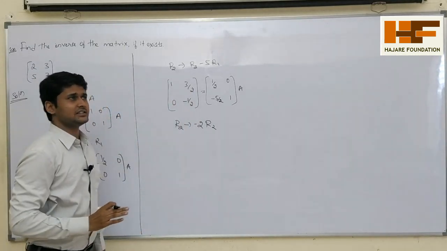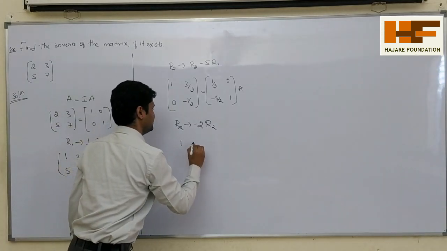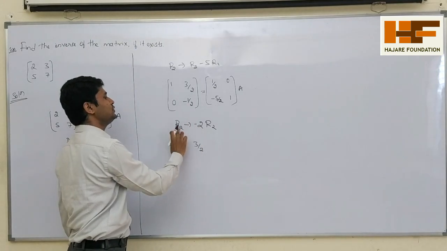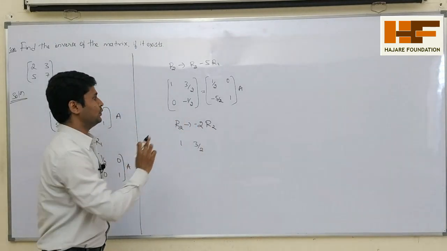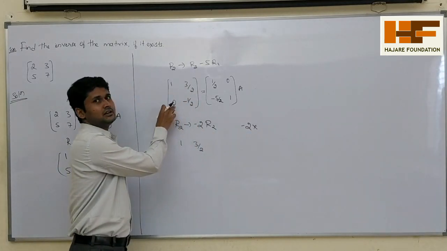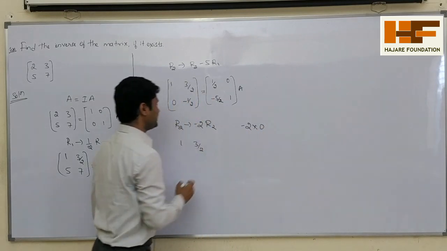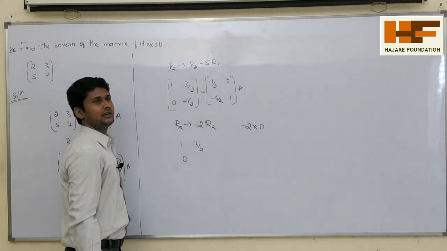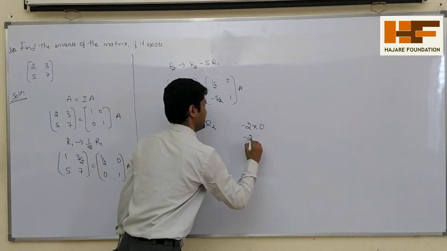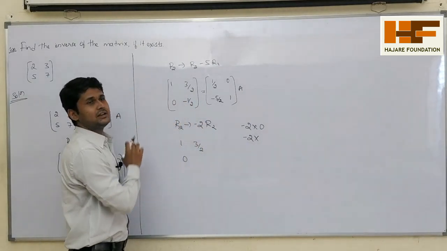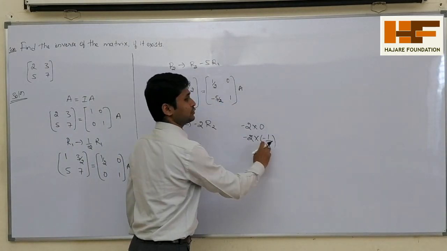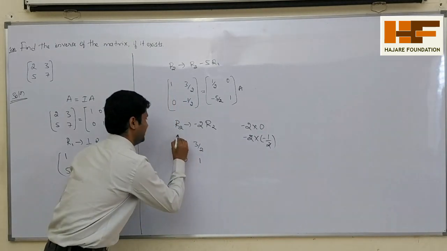Write the first row as it is. What is the first row? 1, 3 by 2. Second row. What is the second row? The second row changes to minus 2 into R2. Minus 2 into the R2 element 0, simplify the term, the answer is 0. Next, what is the R2 element here? Minus 2 into the R2 element, minus 1 by 2. Minus into minus becomes plus, the answer is 1.